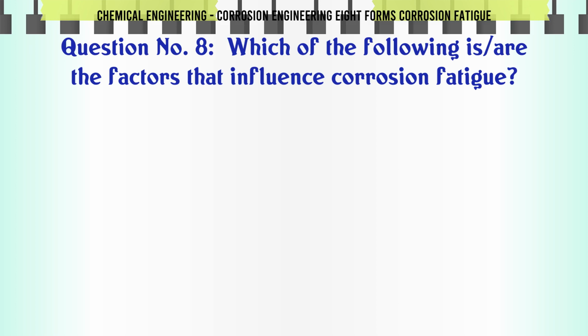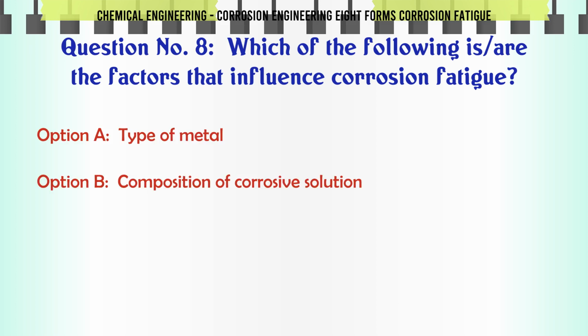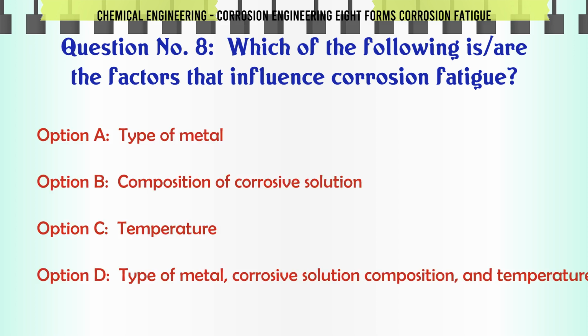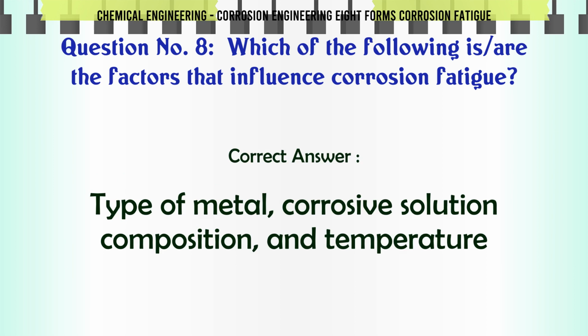Which of the following are the factors that influence corrosion fatigue? A. Type of metal. B. Composition of corrosive solution. C. Temperature. D. Type of metal, corrosive solution composition and temperature. The correct answer is type of metal, corrosive solution composition and temperature.